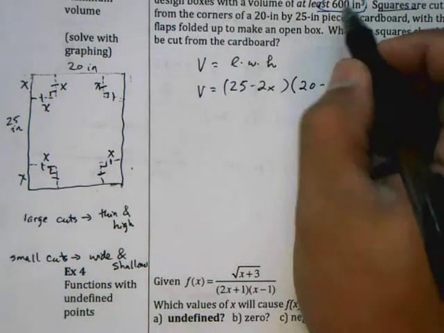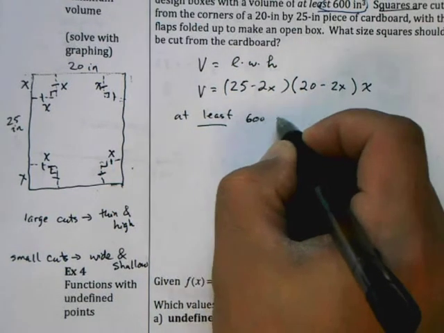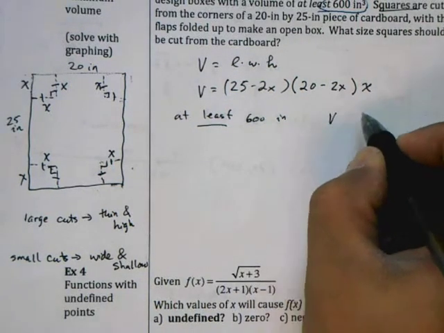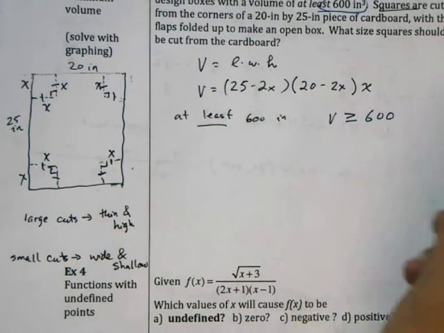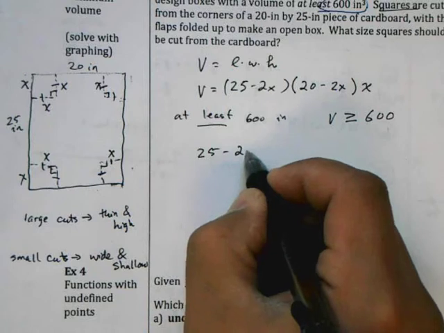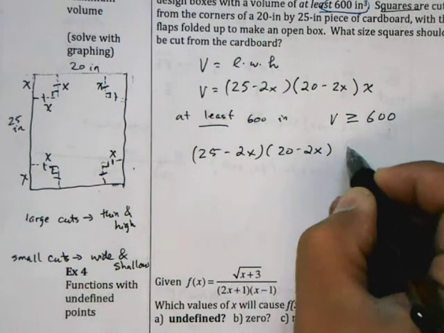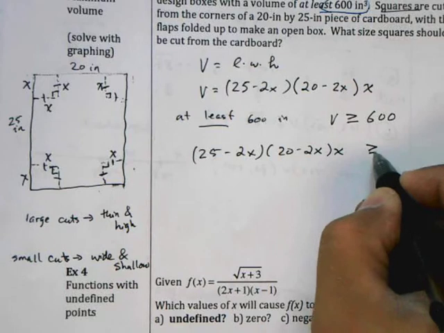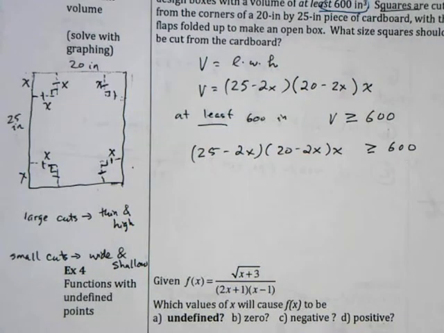And what we want here is, it says at least 600 inches cubed. So that means the volume is greater than or equal to 600. So I'm going to make this substitution: 25 minus 2x times 20 minus 2x times x is greater than or equal to 600. And I'm solving for x here.